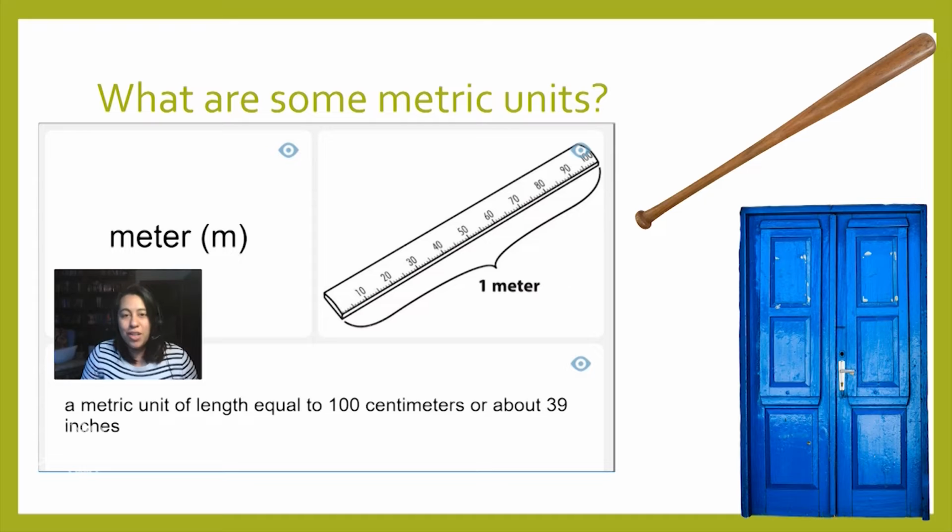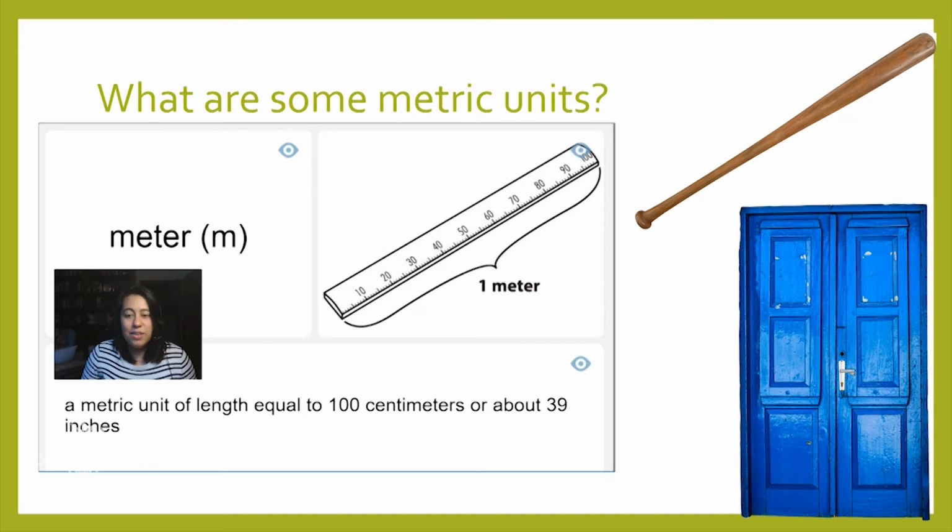When measuring larger objects, we use a metric unit called a meter. A meter, which is abbreviated with an M, is a metric unit of length equal to 100 centimeters, or about 39 inches. So it's really close to the length of a yard, if you remember how long a yard is from studying standard measurement earlier in the year. So when things get into hundreds of centimeters, things are bigger, sometimes it's easier to measure them in meters.